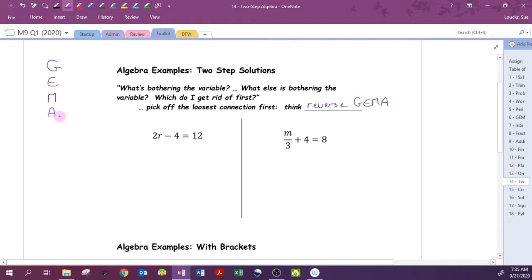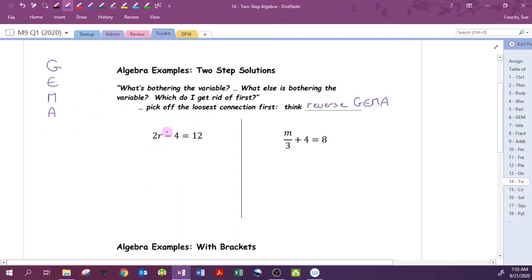And when we're doing algebra, we're trying to isolate the variable. We work in the opposite direction, so we start with the loosest. It's like picking a flea off of something. You're going to snap it off with your finger. So we're going to do the addition and subtraction first.